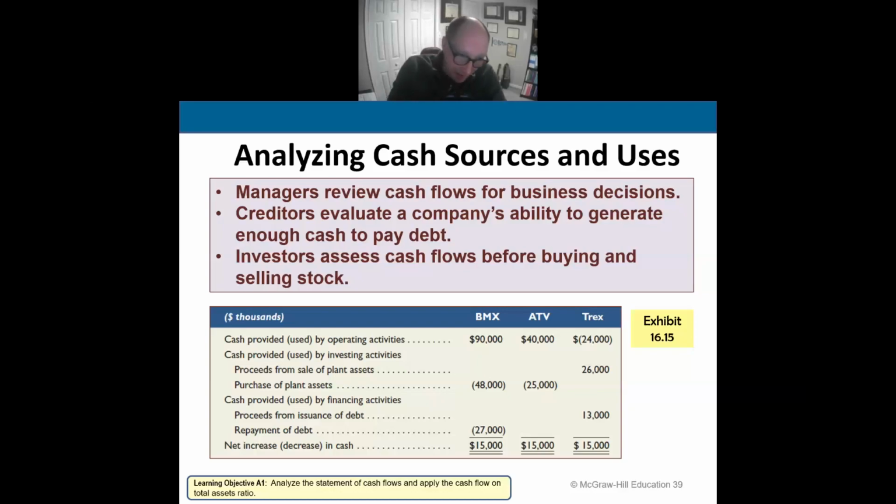So, it's important to understand the uses of cash, and that's what this whole conversation is about. Understanding whether they're operating, financing, or investing activities, very important.